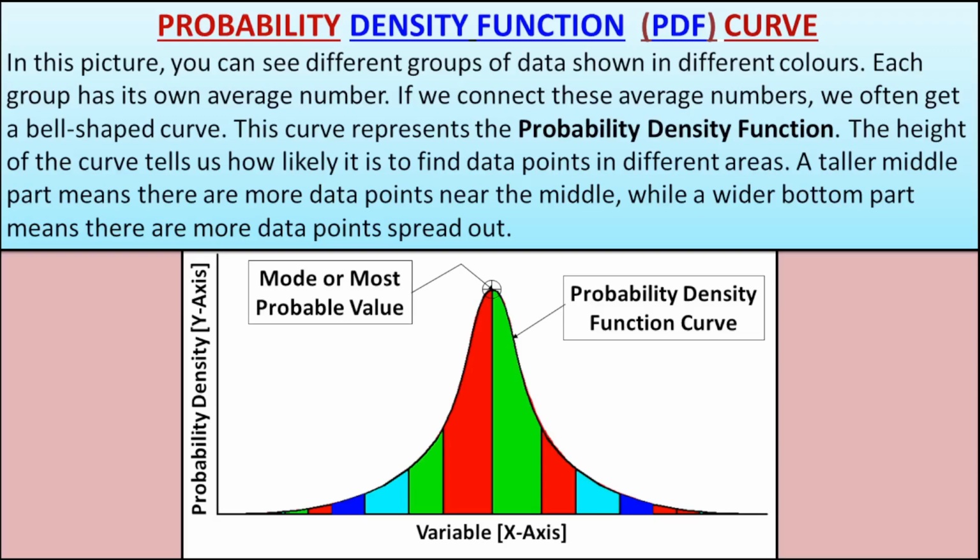The peak of the curve represents the mode or the most probable value. The y-axis shows the probability density, while the x-axis represents the variable being measured. By understanding the PDF, we can gain valuable insights into the distribution of our data and make informed decisions.